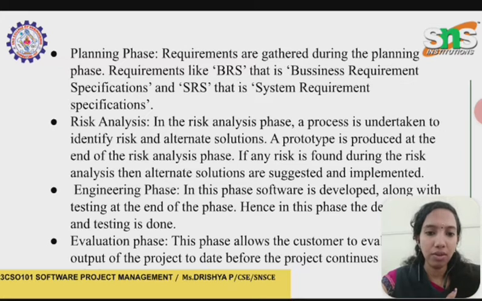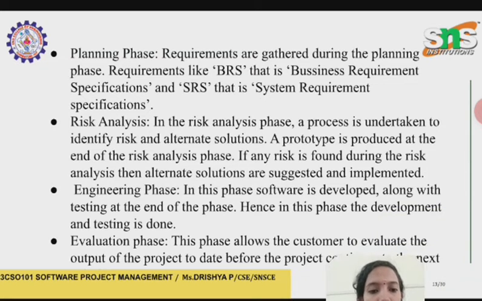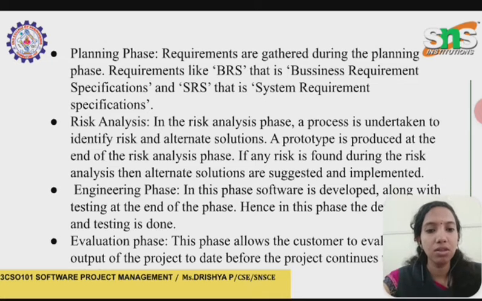Then next is the engineering phase. In this phase, software is developed along with the testing. At the end of this phase, the development and testing is done. Then the last one is the evaluation phase. This phase allows the customer to evaluate the output, the product or service of the project to date, before the project continues in the next stage. These are the different phases of the spiral model.